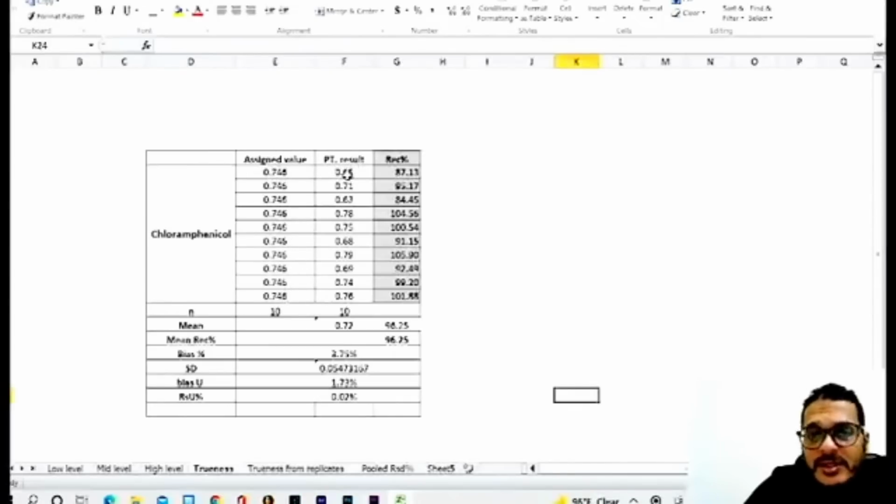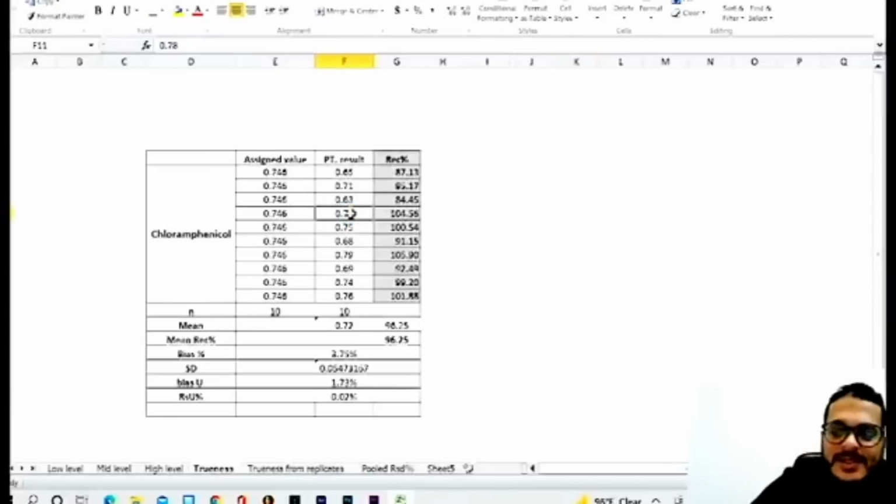And here is the PT result, or we can consider this sample as CRM after we got the result from the provider. CRM 0.65, 0.71. These are the concentrations. I ran this sample 10 times. I got the results. The number of replicates is 10. I should also calculate the recovery at the beginning. Recovery should be within the acceptable range.